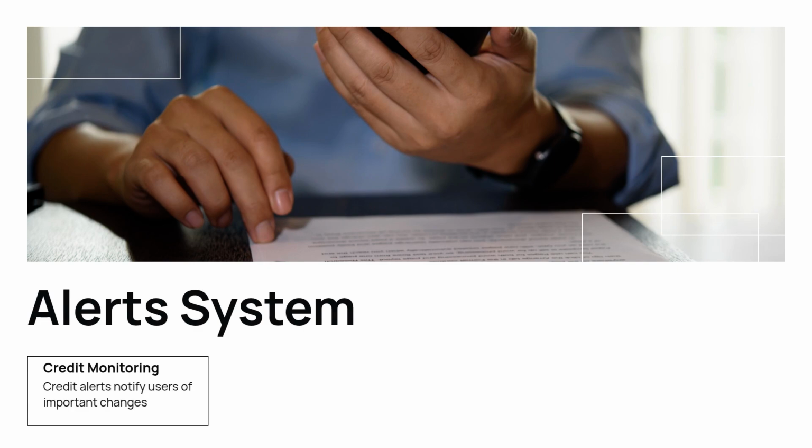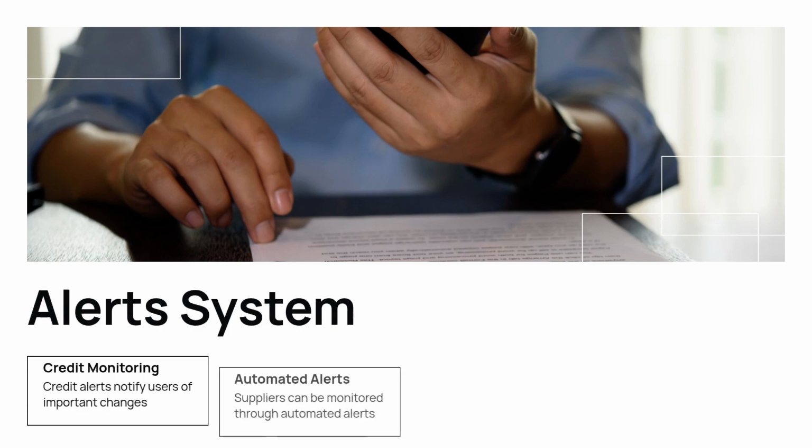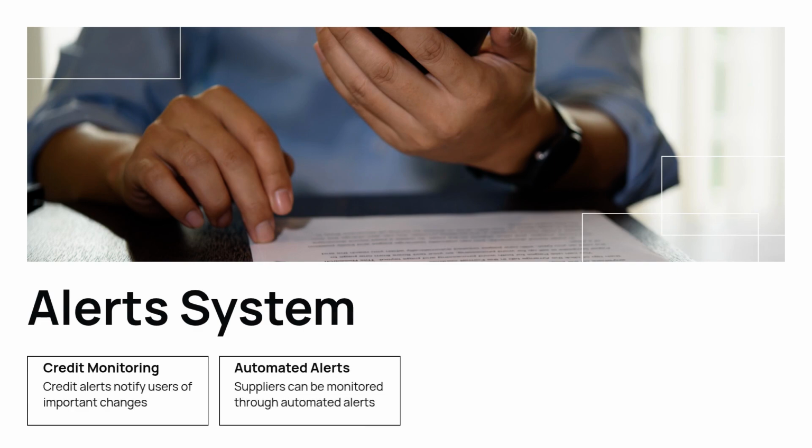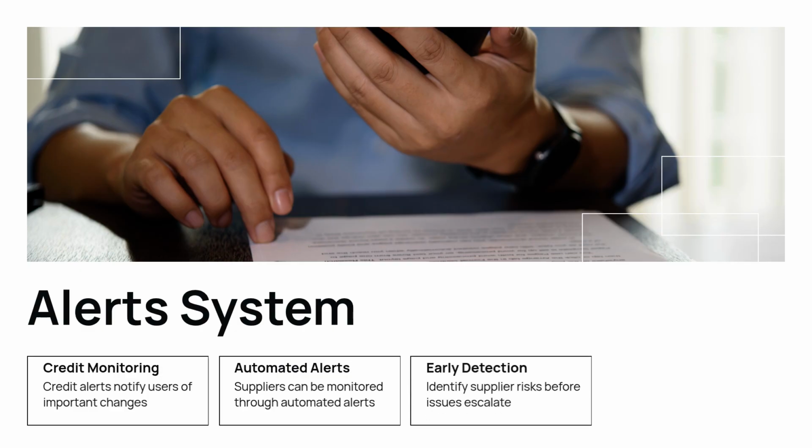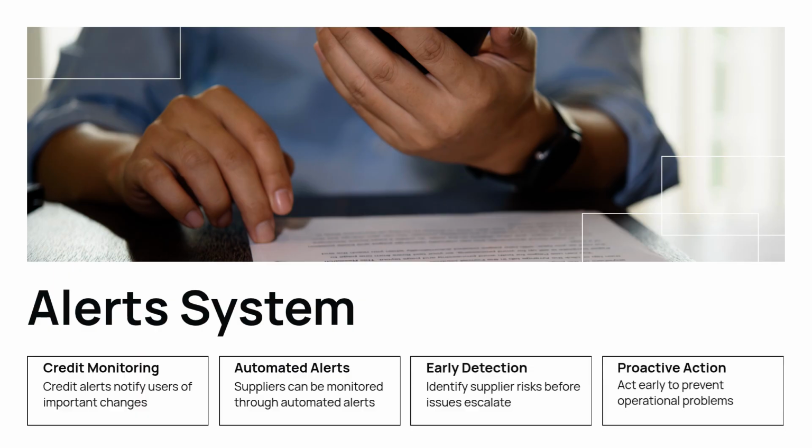Think of this system like credit monitoring. Credit alerts notify you when important changes occur. This lesson introduces a similar monitoring system for suppliers. The system helps identify risks before problems escalate. Early alerts allow teams to take proactive action.